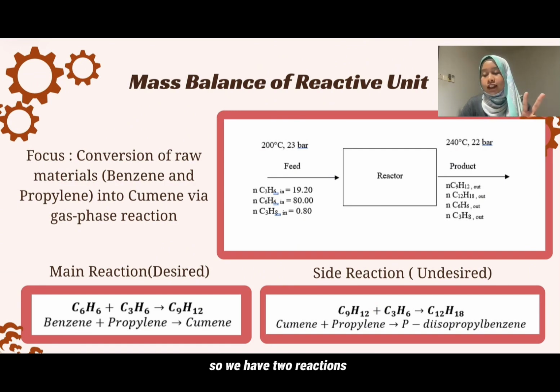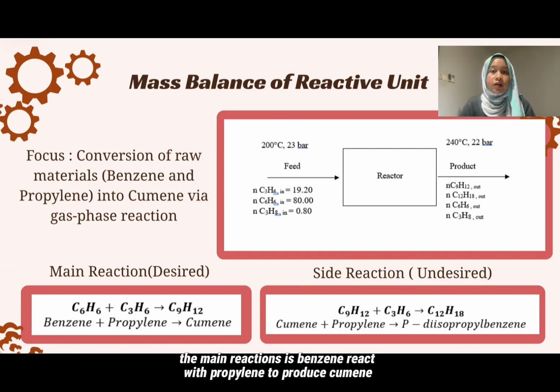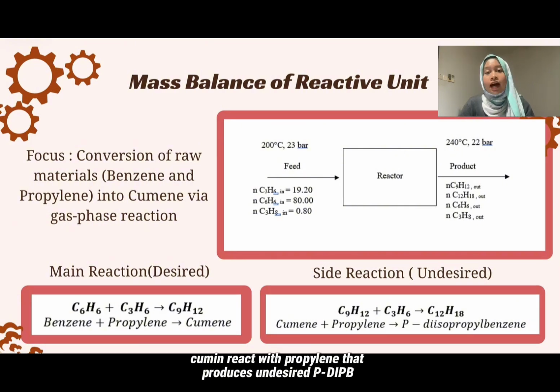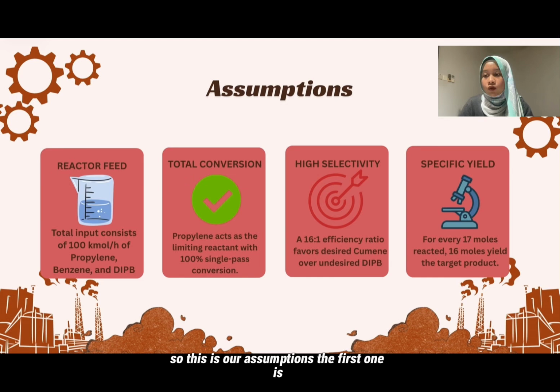So we have two reactions. The main reaction is benzene reacting with propylene to produce cumene, and the side reaction is cumene reacting with propylene that produces PDIPB. So these are our assumptions. The first one is that the feed input consists of 100 kmol per hour of propylene, benzene, and DIPB. The second one is total conversion: propylene has 100% single pass conversion. The third is the 16:1 selectivity ratio. And the fourth one is specific yield: for every 17 moles reacted, 16 moles yield the target product.